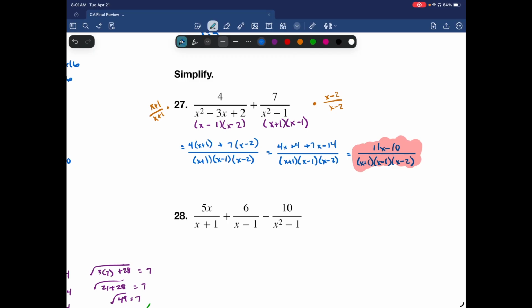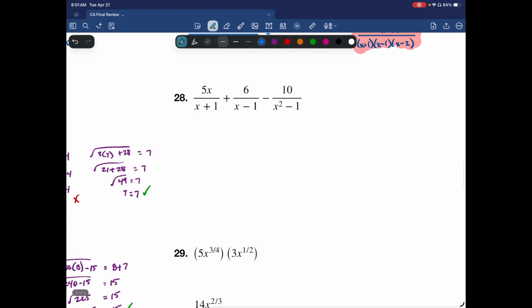All right, 28. So I got x plus 1, x minus 1, and then this factors into x plus 1, x minus 1. Okay, so the last fraction has everything it needs. So the first fraction needs an x minus 1 over x minus 1. This needs an x plus 1 over x plus 1. Okay, so I got 5x times x minus 1 plus 6 times x plus 1, minus 10, over x plus 1, x minus 1.